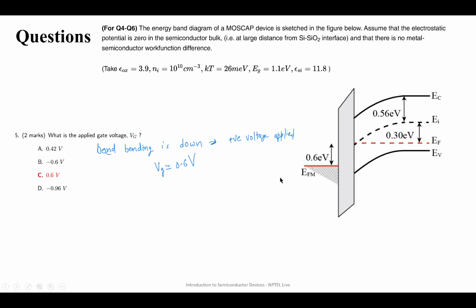The applied voltage will be the difference in the Fermi levels. Here the Fermi level of the metal is 0.6 volts below. So the VG is 0.6 volts.